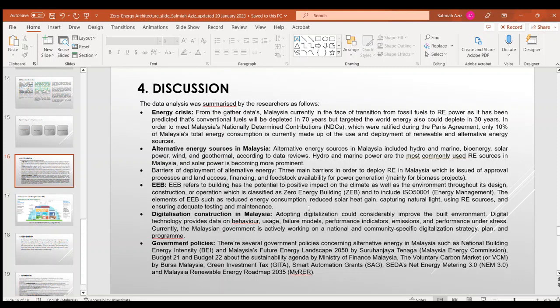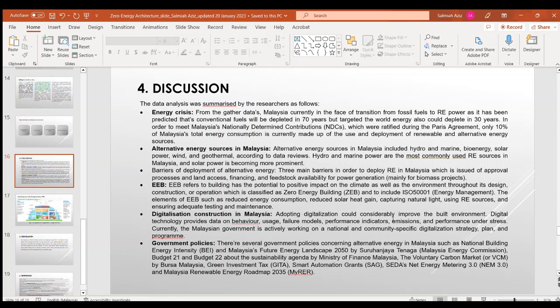adequate testing and maintenance. So in the aspect of digitalization in construction in Malaysia, adopting digitalization could considerably improve the built environment. Digital technologies provide data on behavior, usage, failure models, performance indicators, emissions, and performance under stress. Currently, the Malaysian government is actively working on national and community-specific digitalization strategy, plan, and program.